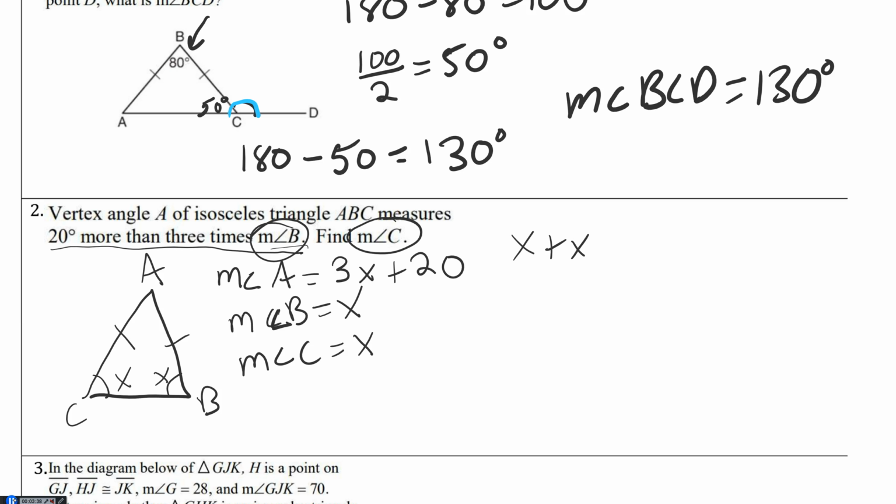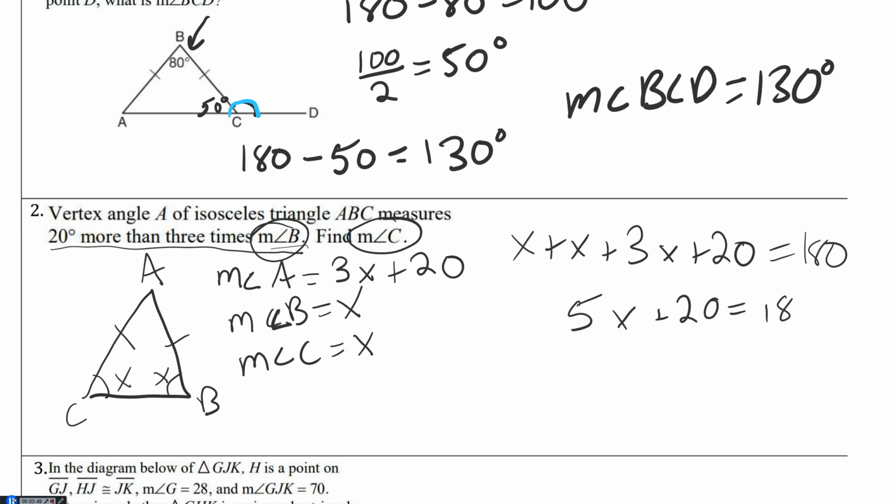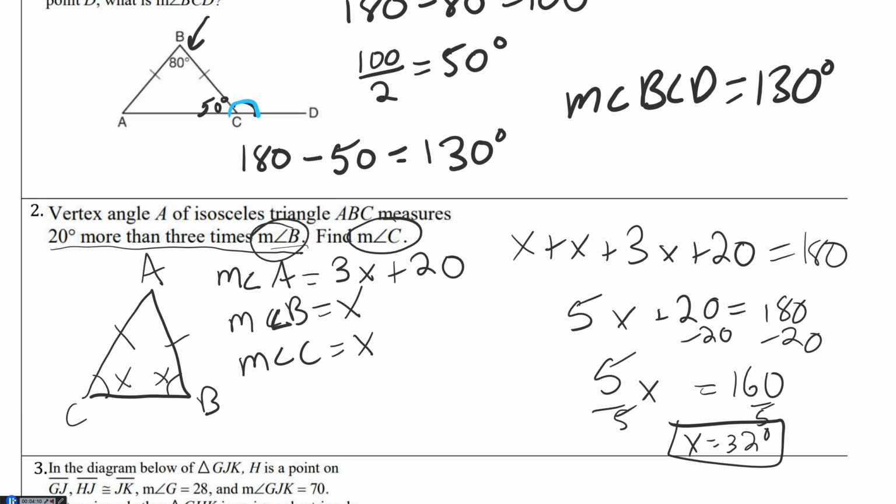Now we know all the angles in a triangle add up to 180 degrees, so we could set up this equation right here, combine some like terms to get 5x plus 20 equals 180. If I subtract 20 on both sides, we're left with 5x equals 160. And if we divide 160 by 5, we find that x is equal to 32 degrees. And since we labeled the measure of angle C as x, the measure of angle C is also 32 degrees.